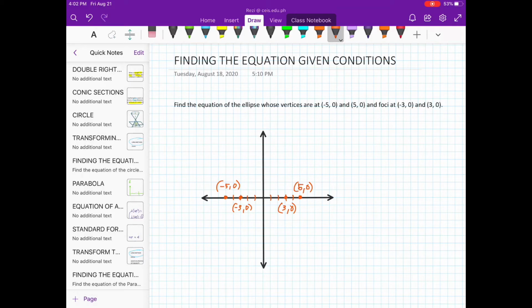The center of this ellipse is the midpoint of the vertices, which is the origin. Each vertex is 5 units from the center, thus a is equal to 5. Similarly, each focus is 3 units from the center, thus c is equal to 3. The value of b is obtained using the Pythagorean theorem, or this one.